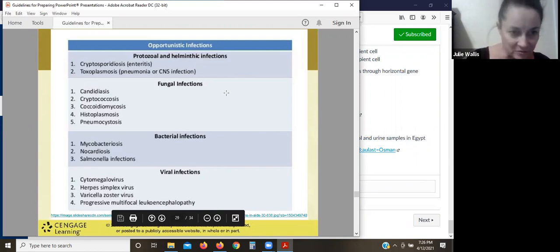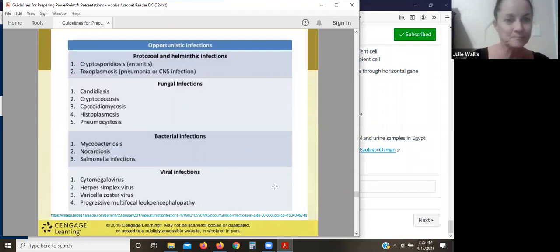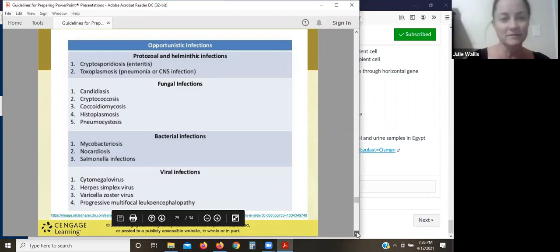This is just some of the list of the different infections that can occur with AIDS patients. So a bunch of different ones. This is not an extensive list. Obviously, there's a lot more as well, but I just wanted to show you an example of the range of different infections.